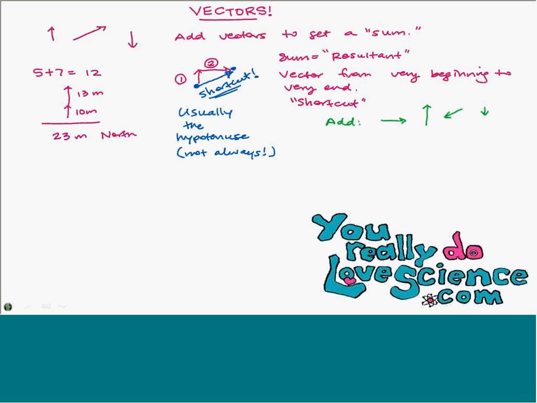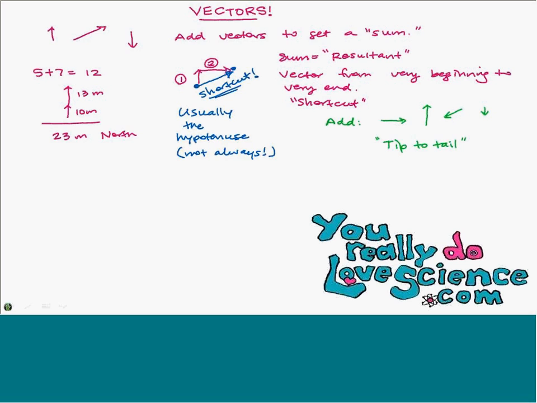When you add them, what you want to do is use what's called the tip-tail method. We call this tip to tail. What that means is where the first vector ends is where the next vector is going to begin.